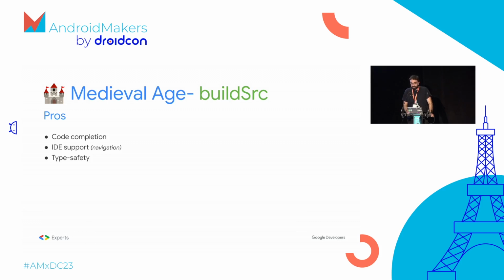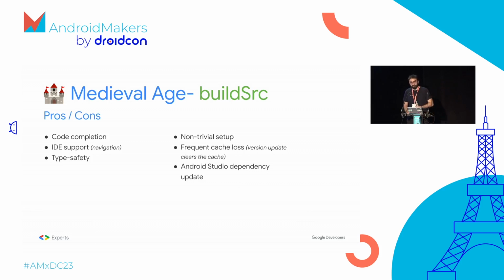First of all, we tried to change the language, of course, to Kotlin. It worked well, but it comes with drawbacks. Let's first talk about the pros. The obvious pro is code completion. Second is IDE support. At least you have navigation when you Control-click or press Command-B, so you can navigate to the specific dependency. And you get type safety because you changed the language.